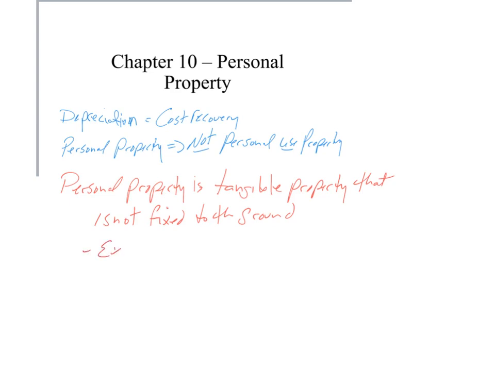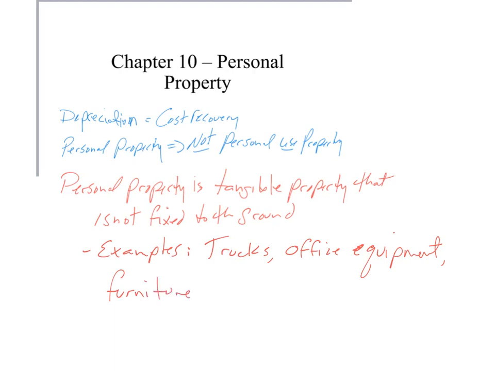So what are some examples of personal property? Trucks, cars, office equipment, furniture, and then as it relates to your tax return group project, boats, and more specifically, fishing boats, okay? These are all examples of personal property.